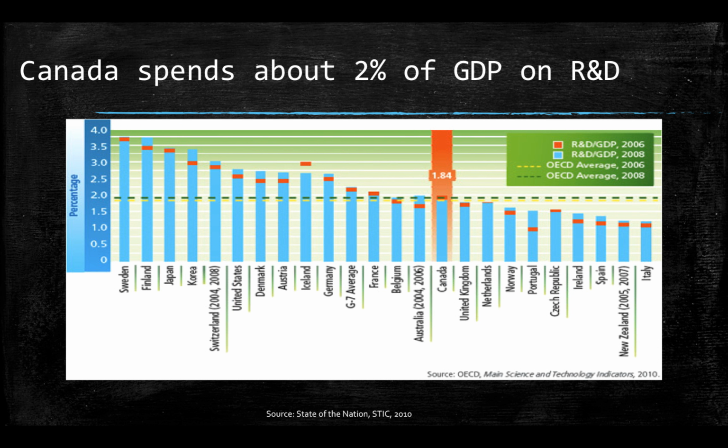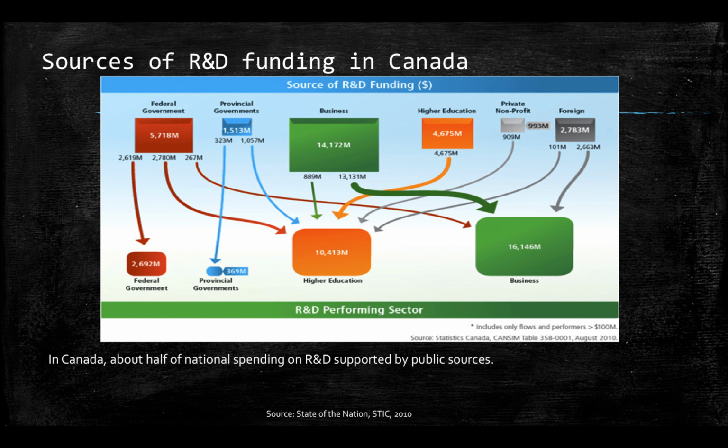So Canada spends about 2% of the GDP on research and development, and this compares with several other OECD countries. It's not one of the highest, but neither is it one of the lowest. And so if you look at sources of research funding in Canada, about half of the national spending on research and development is supported by public sources, and slightly more than half is through business and commercial corporate funding.